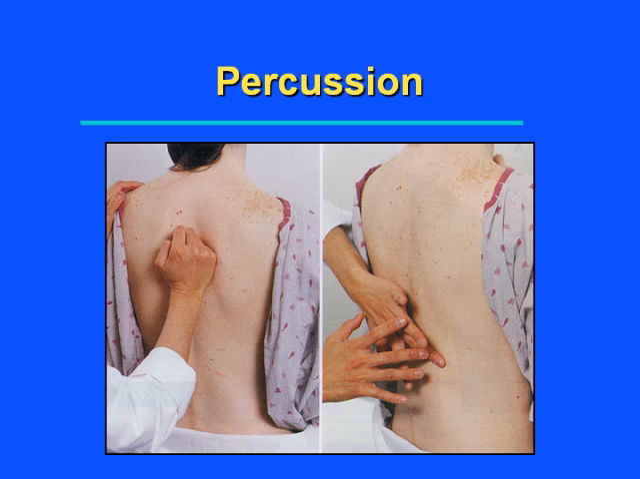This slide shows two techniques we use in percussion. The frame on the left is just using the fist, and remember to use this gently, to gently tap on the spine. This is more for detecting some tenderness over the spine. The frame on the right is the picture depicting how we percuss the lung field to detect the normal aerated lung and the sound that it makes versus solid tissues and solid organs that have different sounds.